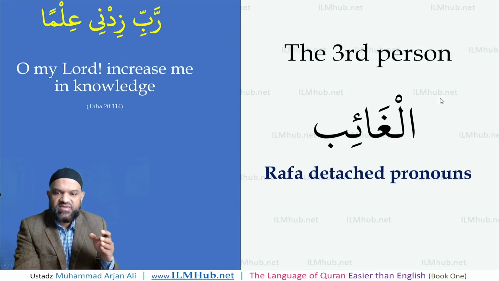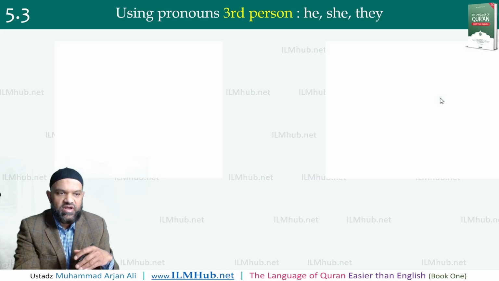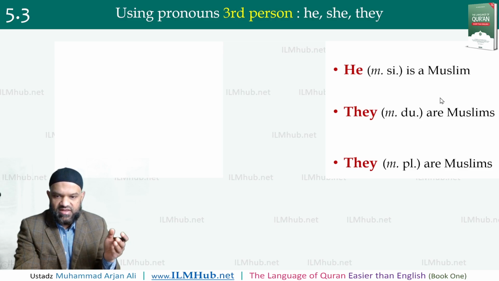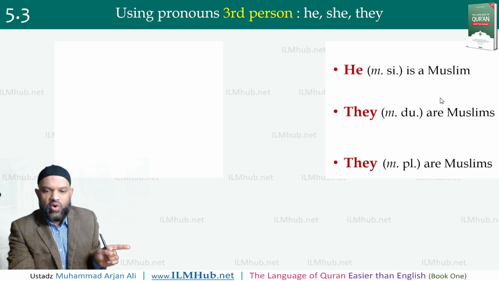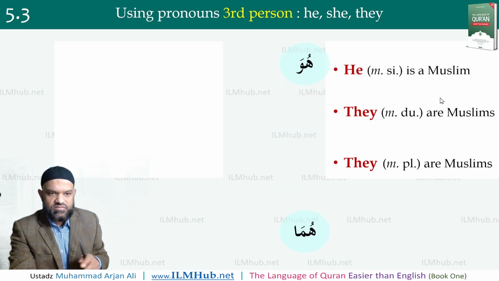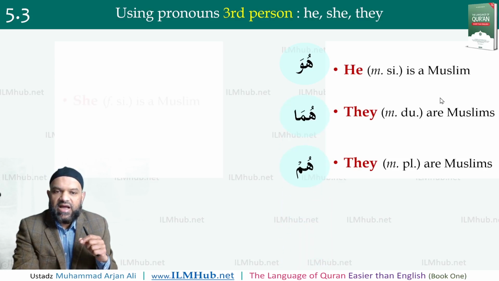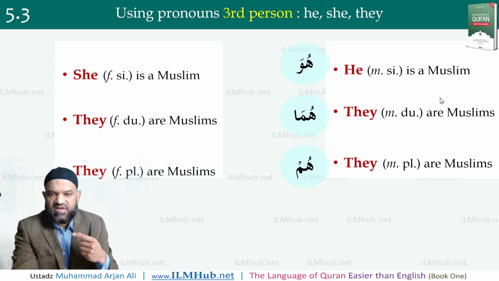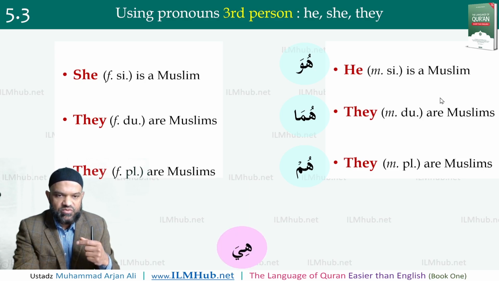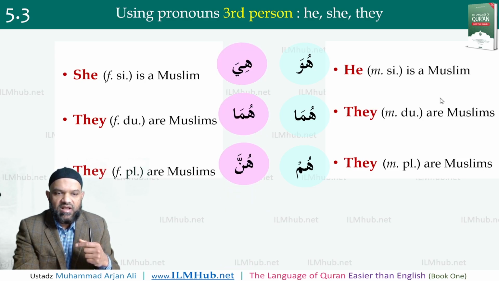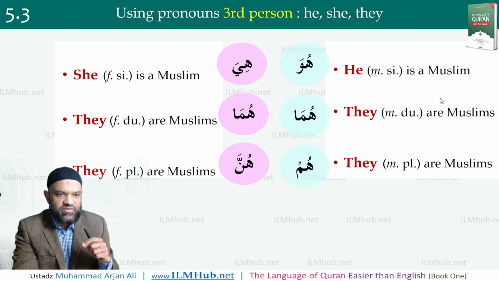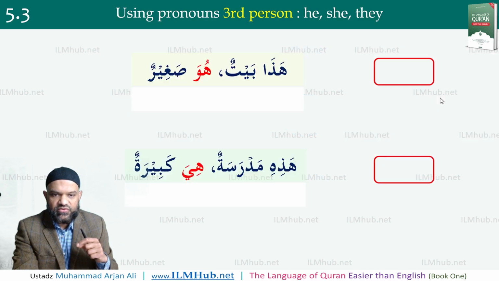And of course, we have the third person, which we looked at before. In the third person, we have he, they in English. In Arabic, we have huwa, huma, and hum, which we already know, alhamdulillah. And of course, for the feminine, we have she, they. So imagine you saying she is a Muslim, they too are Muslims, they are Muslims. We have hiya, huma, and hunna. So we have 6 pronouns for the third person in the Arabic language. We've gone through this already.